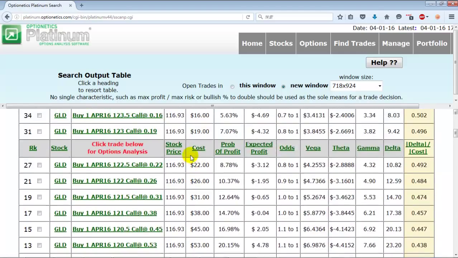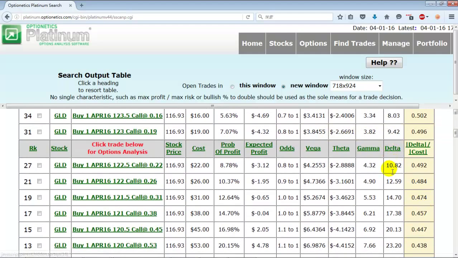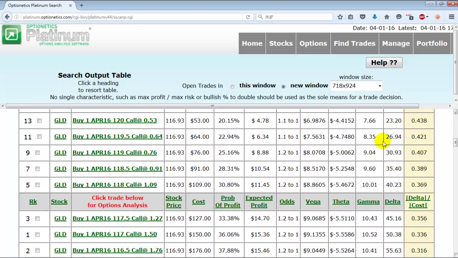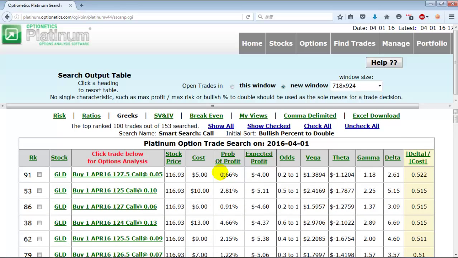For example, look at this one. Delta here is 10, so you'd only have to buy 10. Delta here about 25, so you'd only buy 4. So that might be the best one in terms of your commissions. You've got to look at your individual commissions per contract. So that's up to you.